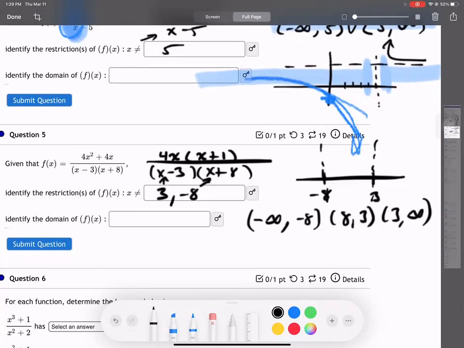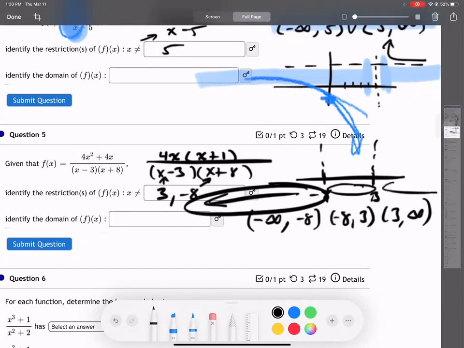And this is where kids really always get confused. They get confused about how do I write domain. The idea of domain is where am I allowed to play? I'm allowed to play in this section here, which is going to negative infinity. I'm allowed to play in the middle, which is from negative 8 to 3. I'm sorry about that. And then to the right, from positive 3 to infinity. They might have you do a union too.